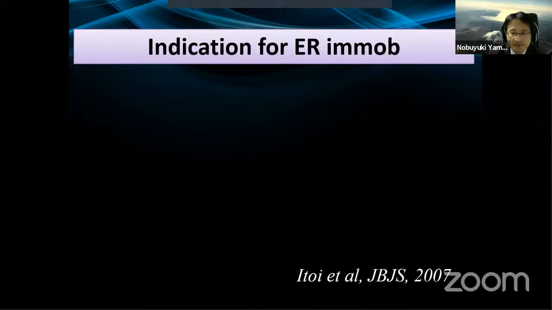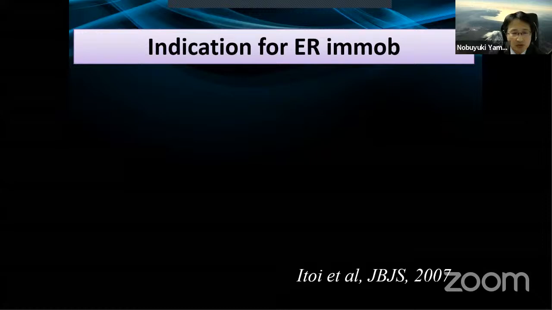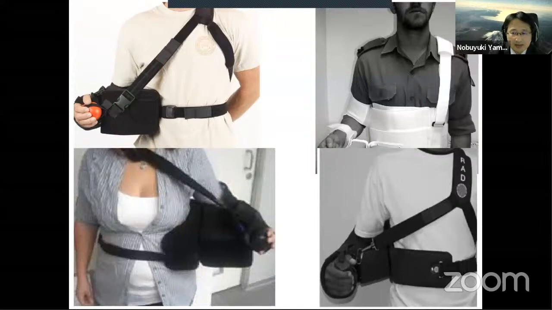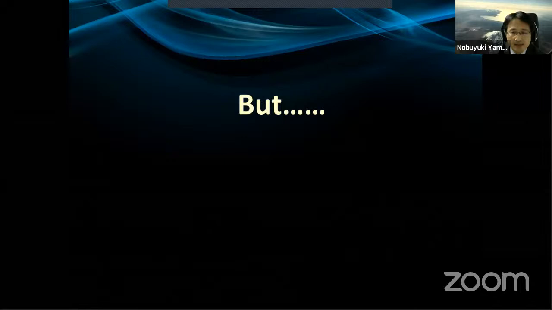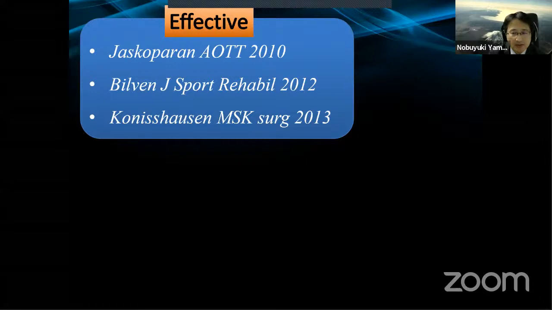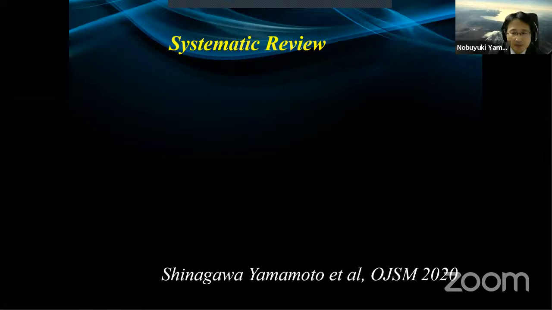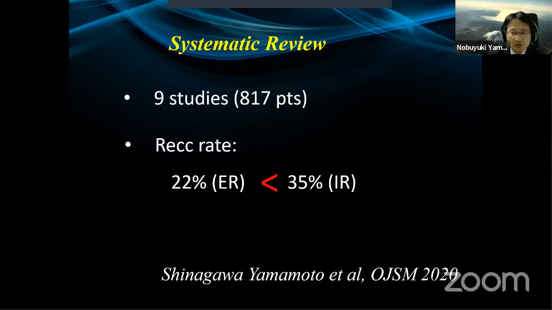So what is the indication for external rotation immobilization? The first dislocator, within 3 days after reduction, and a young patient less than 40. Commercially, many ER braces are available all over the world. But looking at the literature, some papers reported ER immobilization is effective. On the other hand, some reported it is not effective. Then we performed a systematic review. 9 studies, more than 800 patients were included. As a result, recurrence rate was 22% in the ER group and 35% in the IR group. It was statistically demonstrated.